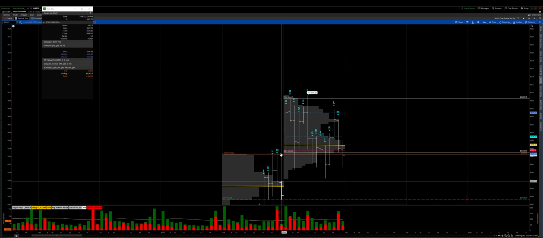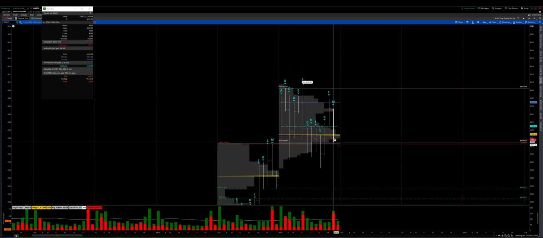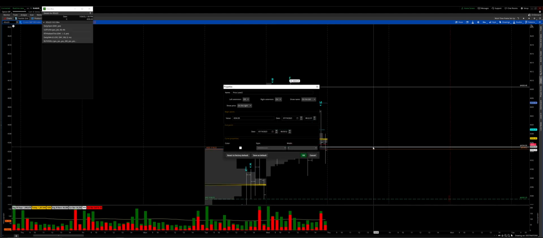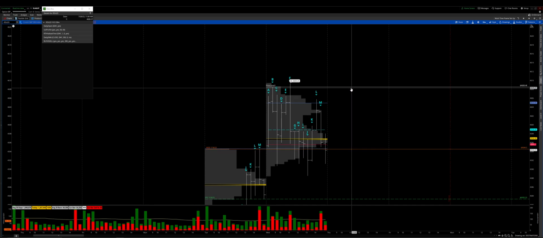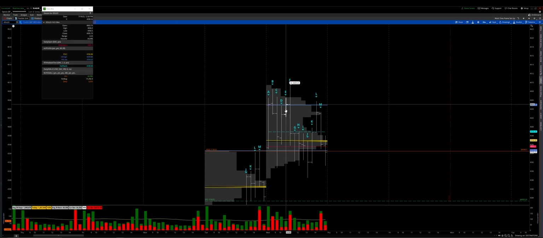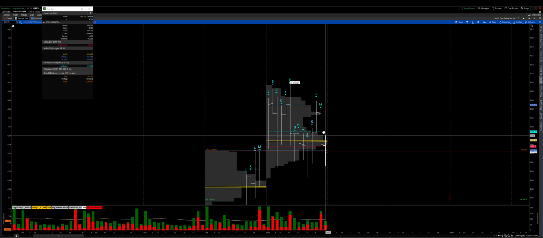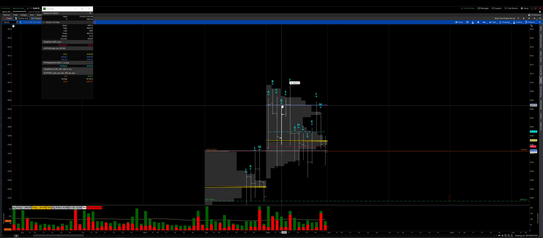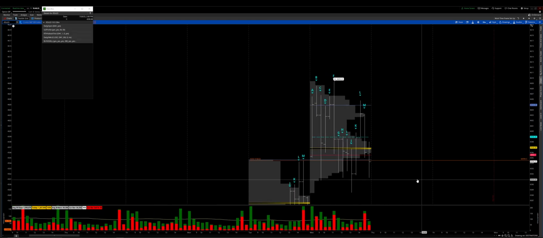We had taken out the previous day's high. We had value that was completely higher. For those of you that don't know what value is, let me get rid of these lines real quick. Value is where 70% of the day's volume and price was traded in. So value was higher, and you can see that by the blue brackets here, just from a study that I have on Thinkorswim.